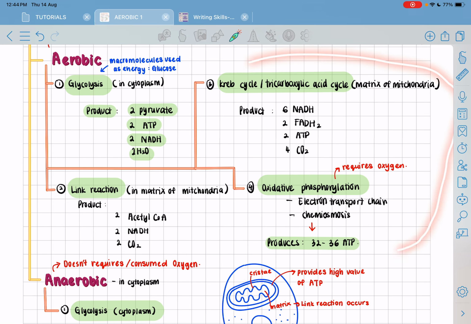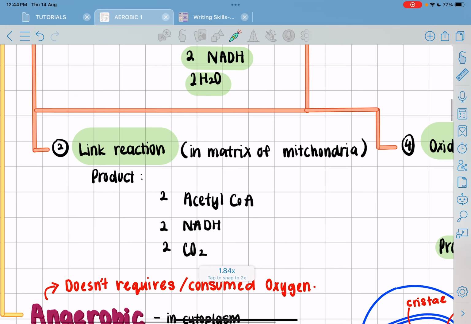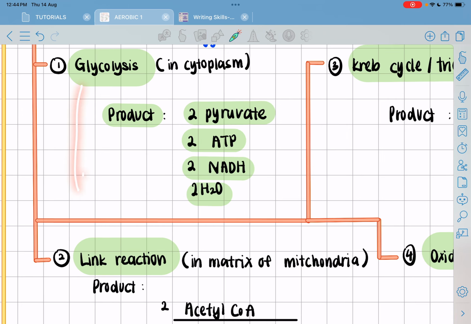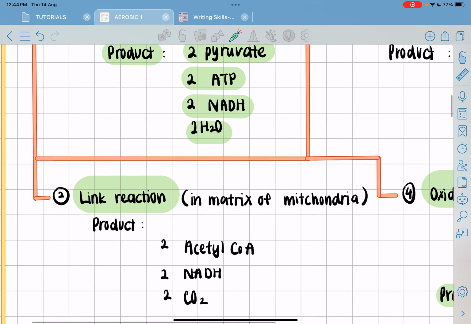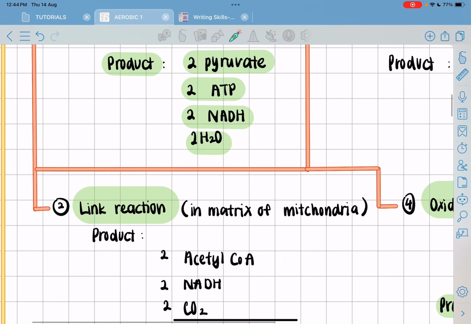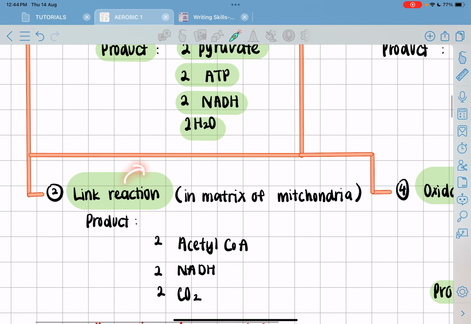And then this one you look for yourself lah. We go to link reaction lah. Link reaction is the second process after glycolysis. Okay. Glycolysis occurs in the cytoplasm, and then the link reaction occurs in the mitochondria, meaning bacteria don't have link reaction.